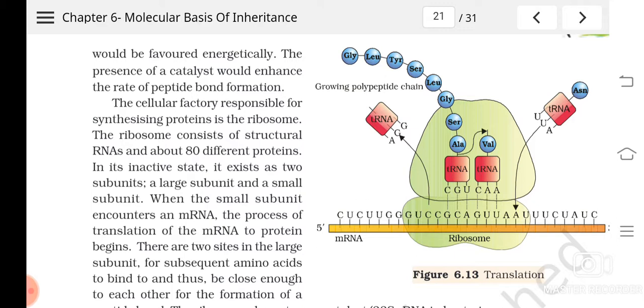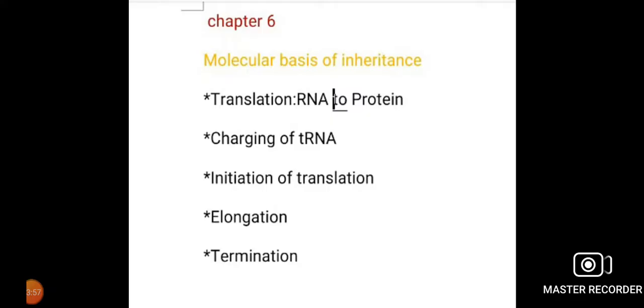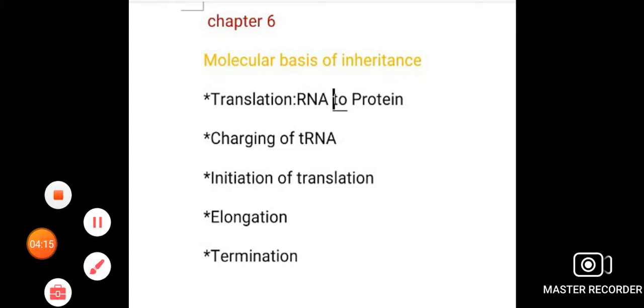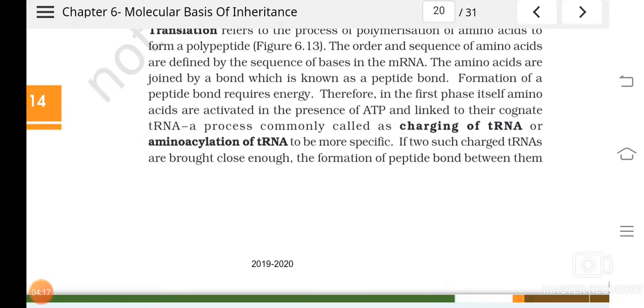So first of all, this takes place in steps, you can see. First is charging of tRNA, okay, that is the first process that takes place. I'll explain what it is. Then initiation of translation, elongation and termination. Understood? So the first phase I told, it is the charging of tRNA.